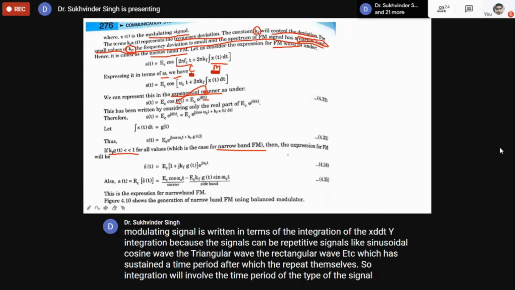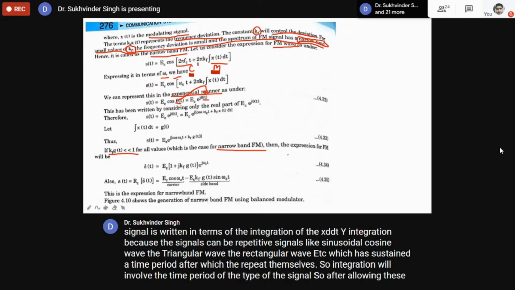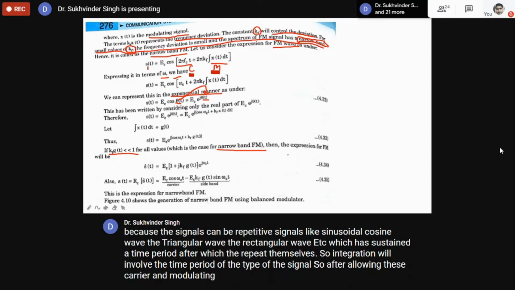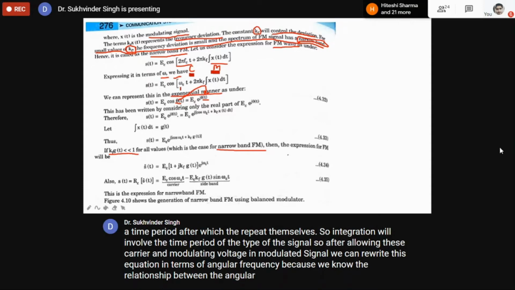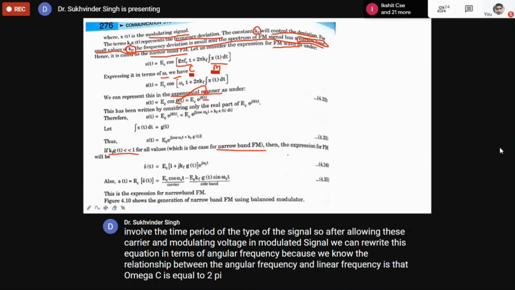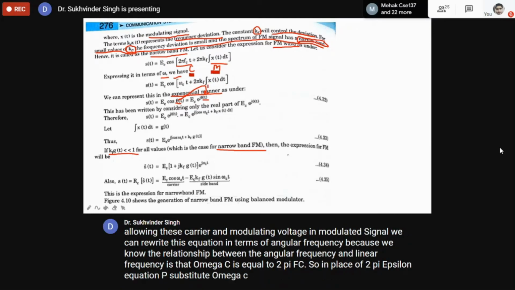So after knowing this carrier and modulating voltage in the modulated signal, we can rewrite this equation in terms of angular frequency, because we know the relationship between the angular frequency and linear frequency is that omega c is equal to 2 pi fc. So in place of 2 pi fc in the above equation, we substitute omega ct plus 2 pi kf integral of xt dt.